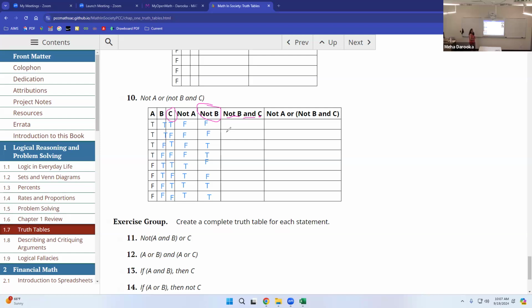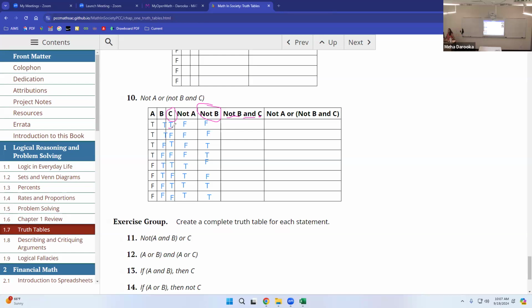Now remember, for the and, both values have to be true for the and statement to be true. If one of my columns has a false, or the other one has a false, then my and column will have a false. So as long as both parts are true, I can put a true in there. So let's take this step by step.